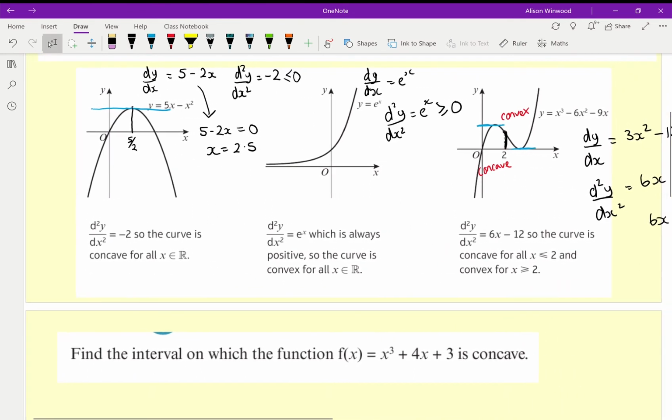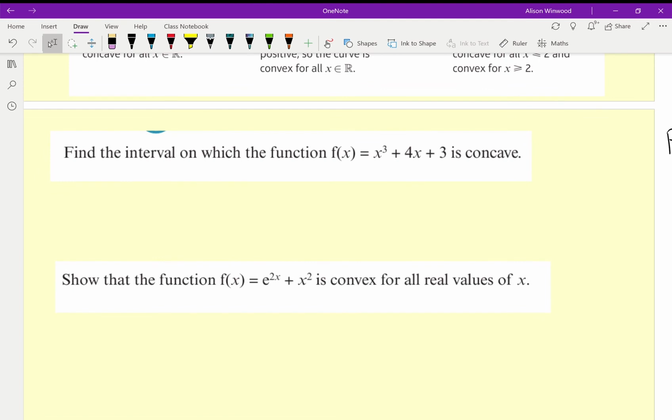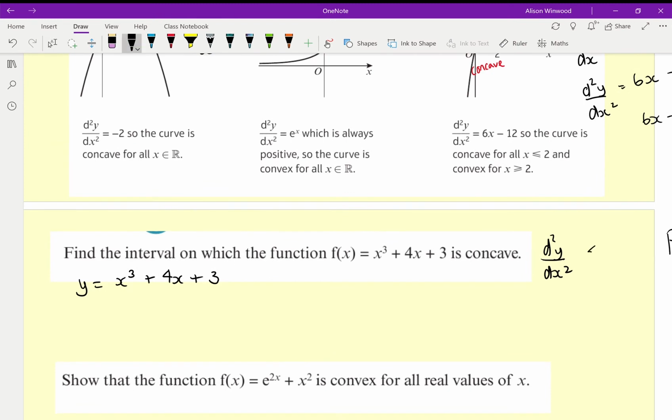So let's look at some potential questions. So find where it's concave. So to be concave, we know that the second derivative must be negative. So let's differentiate once and differentiate again. And we need to know when is this negative, and that's for all values of x less than or equal to 0.